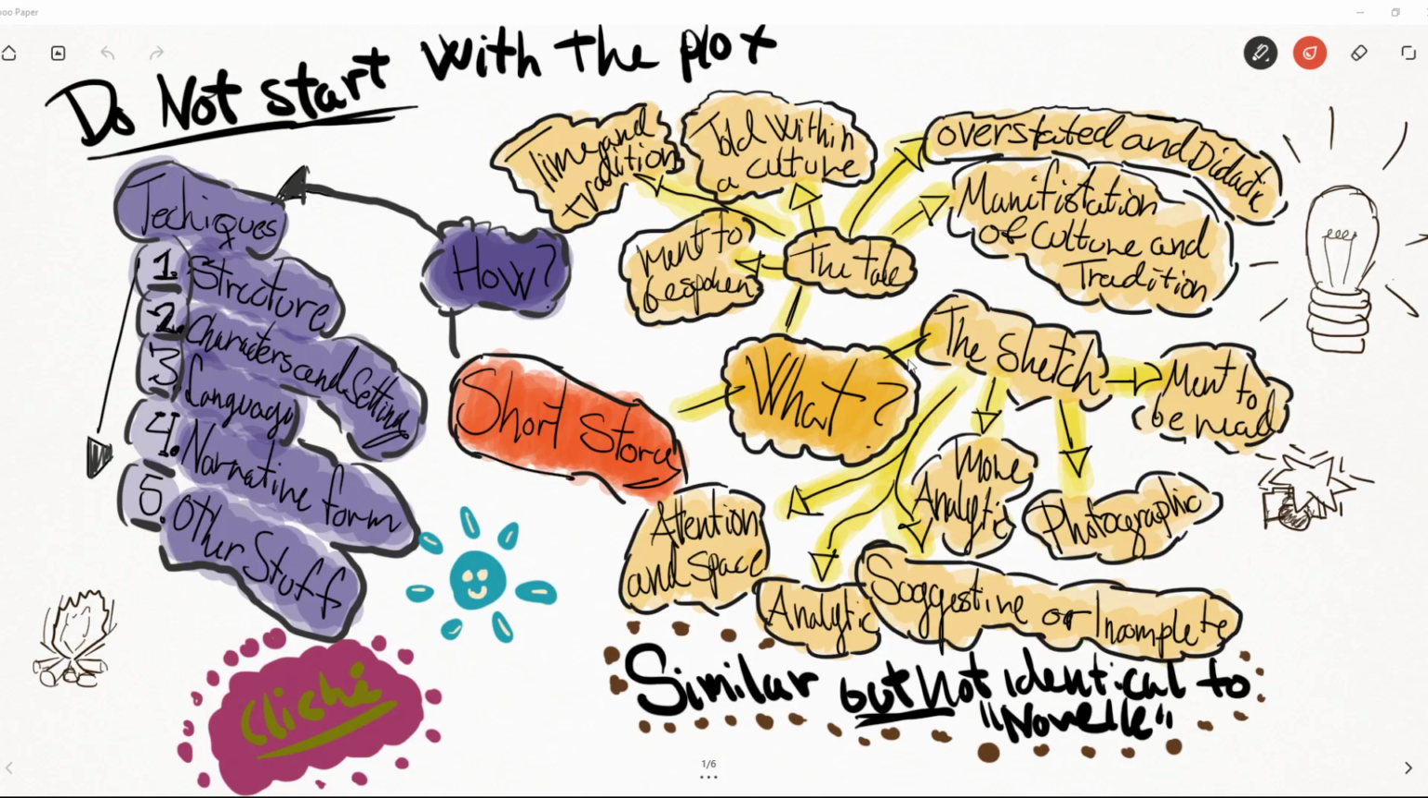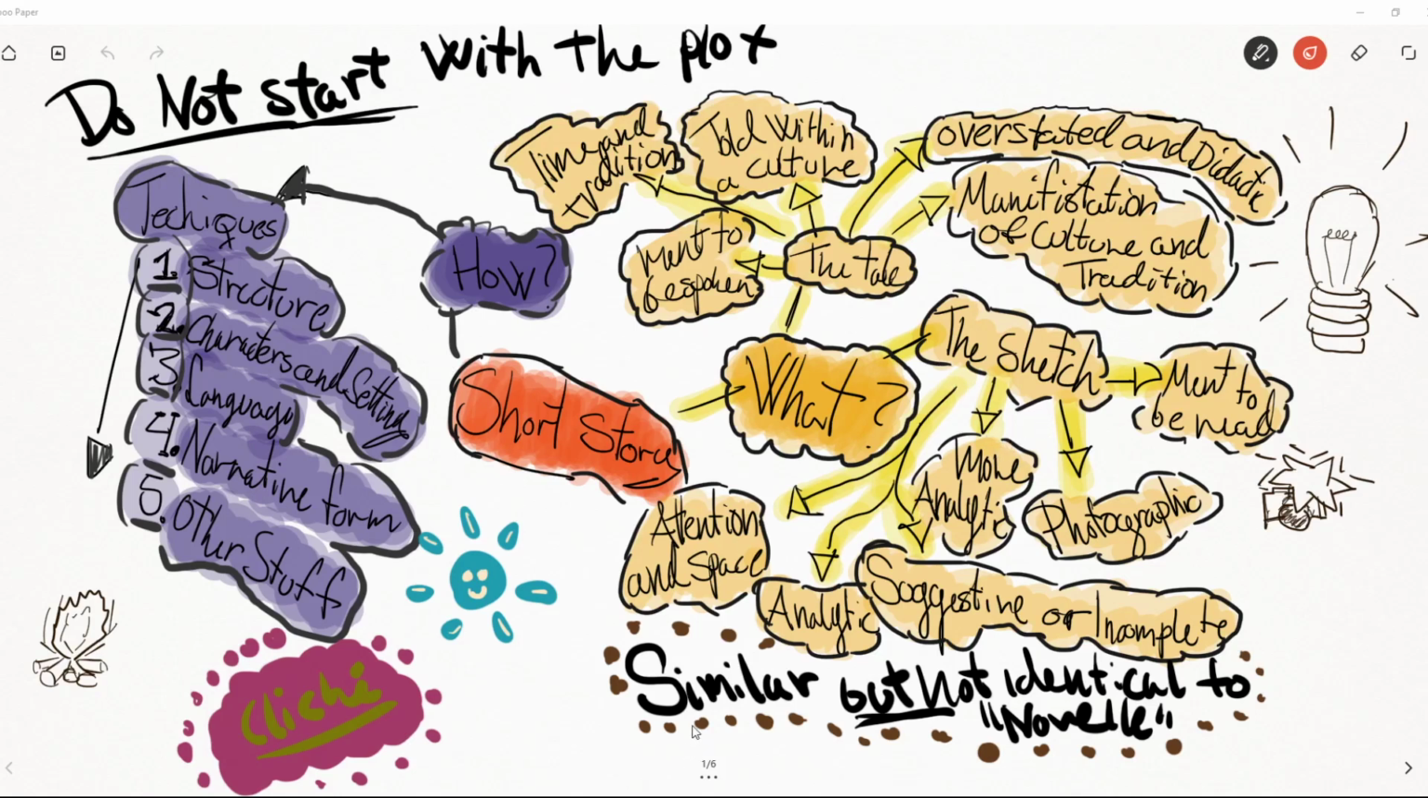And first off, the tale, it's very old, really old. The old stories that were told about the gods in ancient times, as well as many parts of the Bible, are essentially short stories. And then we have the sketch. This is quite a modern one.